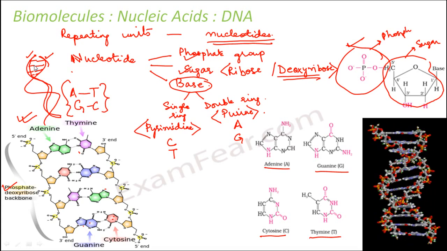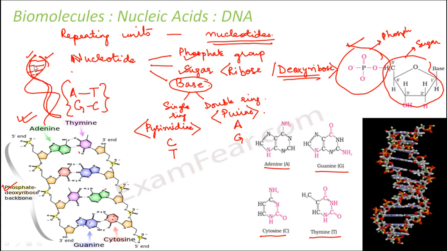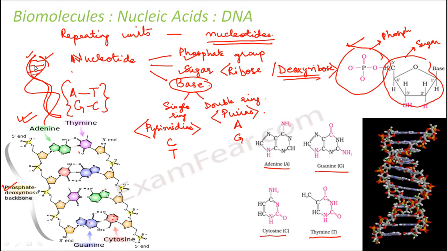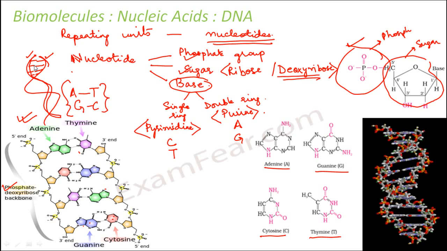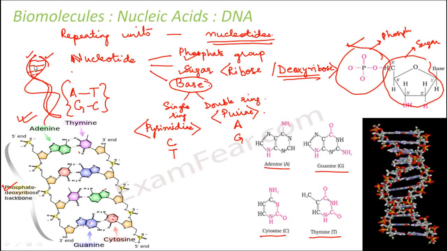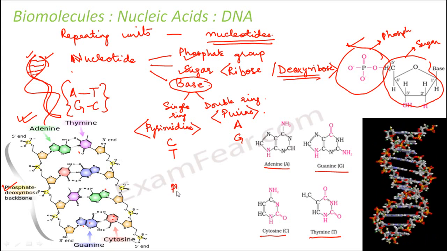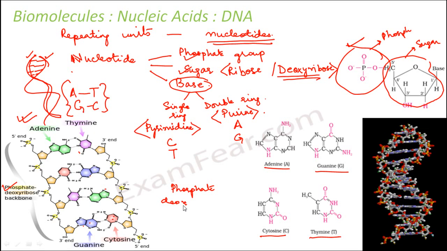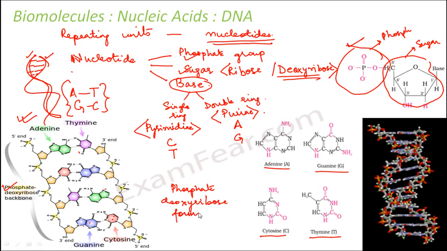Right? Now the speciality of DNA is that they have the capacity or ability to duplicate. So they can duplicate themselves, they can form a duplicate copy, and their function is to store the genetic information. Right? So here we can write that the phosphate deoxyribose forms the backbone.